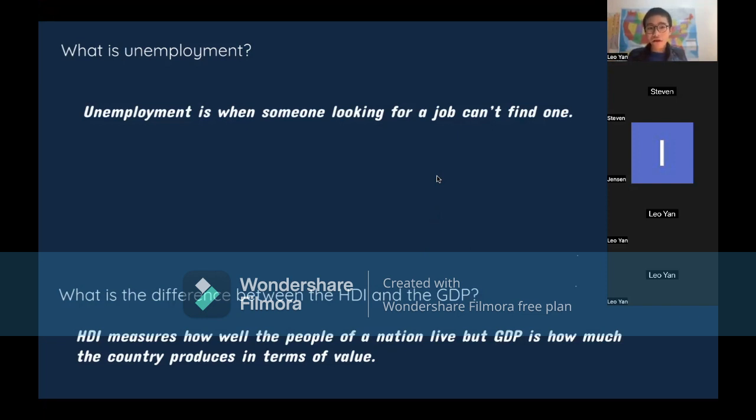The HDI and the GDP are actually not the same concept. So just because a country is generating tons of value, it doesn't mean that their civilians are actually living good lives. So the Human Development Index takes into account factors like life expectancy, let's say average lifespan, these factors that show how well the citizens of a country are living. So that's the HDI. It tells how developed a country is, as the name would suggest, right? Human Development Index, how much development there is within a country. But GDP is how much the country produces in terms of value. So how much worth, how much value the country is generating as a whole.